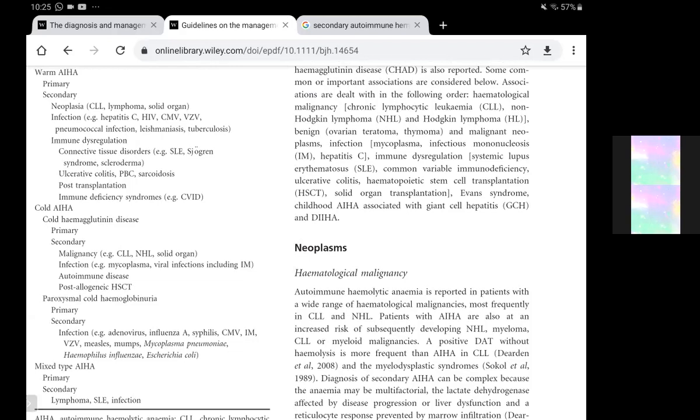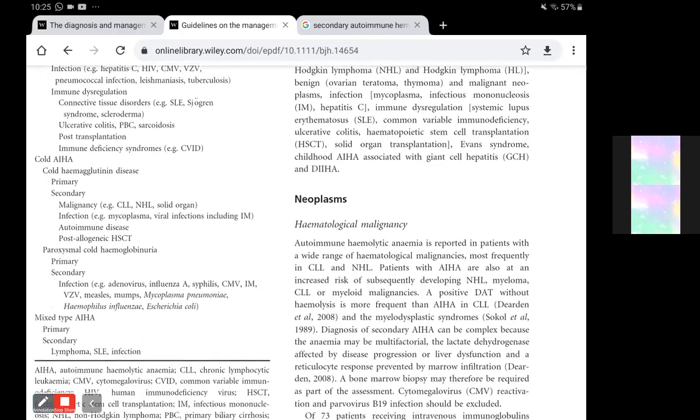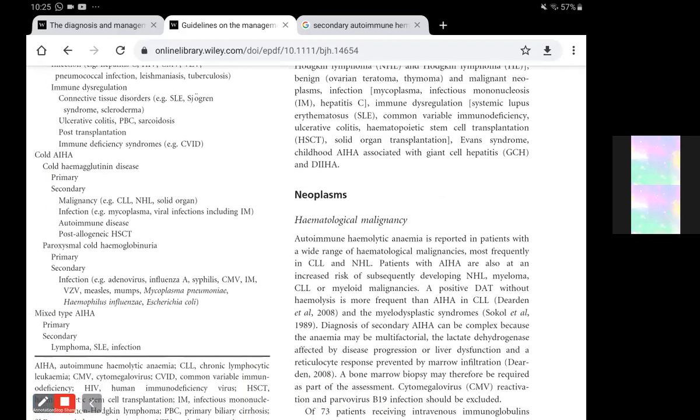And all of these four entities, each of them has primary and secondary types of causes. The primary is mostly just idiopathic, and in the secondary causes, for the warm, we have neoplasia, infections, and immune dysregulation. For the cold, we have IgM-associated malignancy, infections with mycoplasma, infectious mononucleosis, autoimmune disease, and post allogeneic stem cell transplant. And regarding the mixed type also, we have the primary mixed type, and the secondary is mostly secondary to autoimmune diseases.